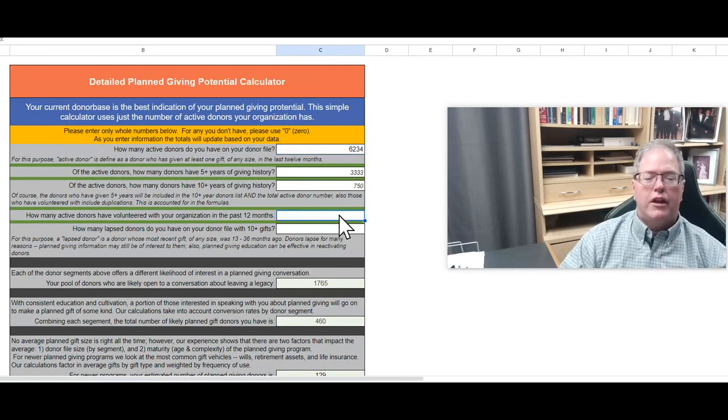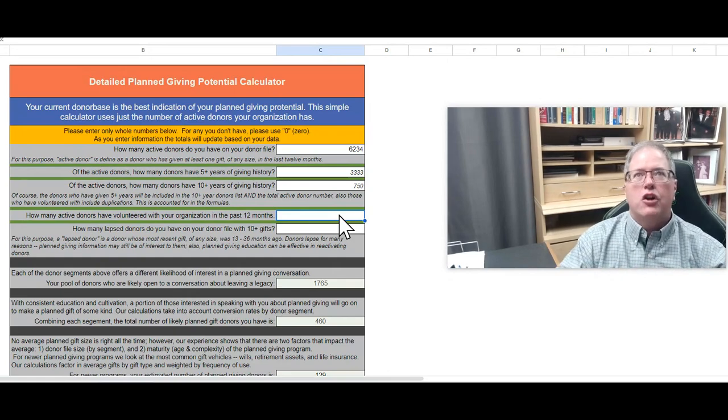The other thing that is a really good indicator of planned giving potential is volunteers. So if you have volunteer information on who are active donors. Now, I'm not saying they have to be an active donor to be a planned giving donor. I'm not saying that at all. In fact, we know that 20% of all planned gifts are not known to the organization. So that's not at all the case.